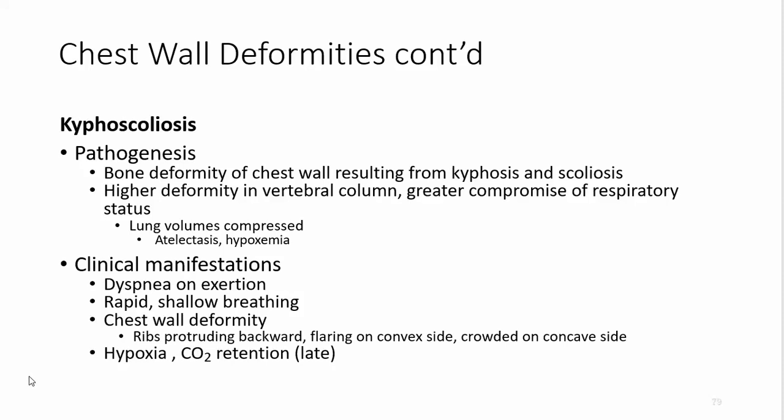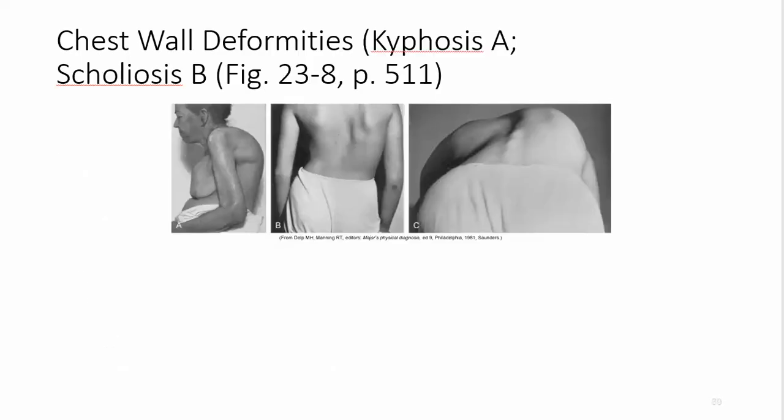Usually it's a problem of hypoxia because it's restrictive, it's air going in. Later, you may get a hypercapnia because you're also having trouble evacuating air. But usually it's a problem of hypoxia. Here's some pictures of, so this is a pretty severe kyphosis, there's a scoliosis, there's a little bit of both.